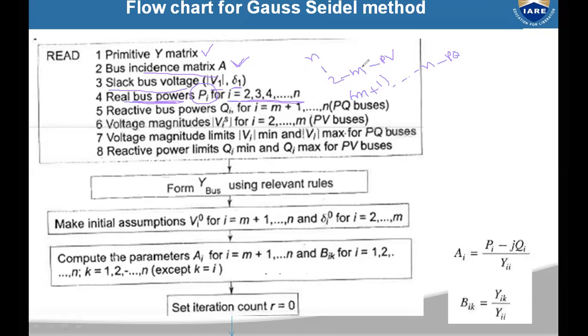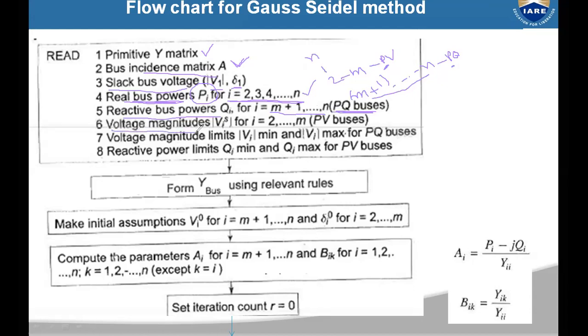So if you observe, from the second bus to the nth bus, the P value is specified at all the buses. So the real powers PI for all the buses you have to read, and the reactive powers QI for only the PQ buses. So reactive power will be specified only for PQ buses. These PQ buses are from m plus 1 to n. So for I equal to m plus 1 to n buses, the QI value will be specified. So that QI value you have to read.